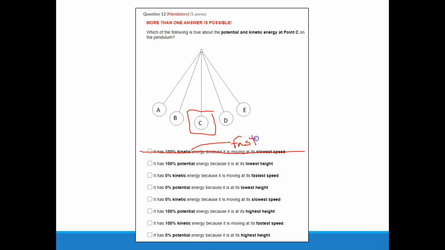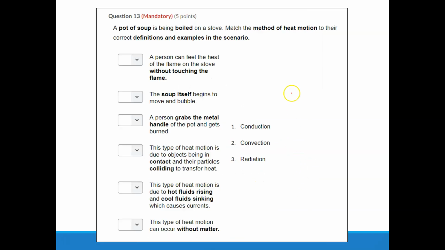Okay, so keep in mind, think about both the percentage of potential and kinetic energy as well as the actual speeds and heights, because some of these are just totally false statements. You do need to choose two of these, right? So you need to choose one of the potentials and one of the kinetics.